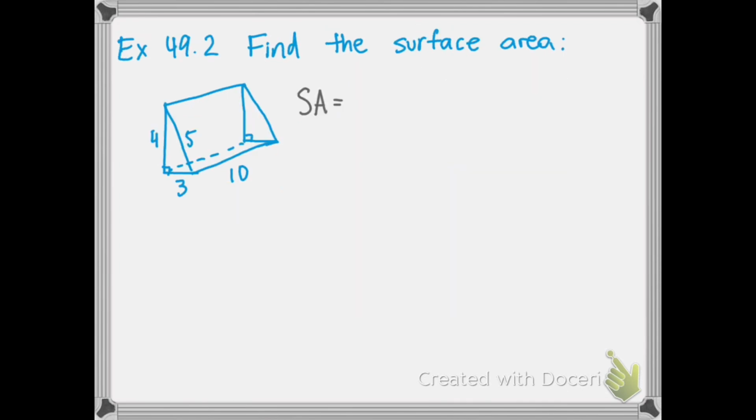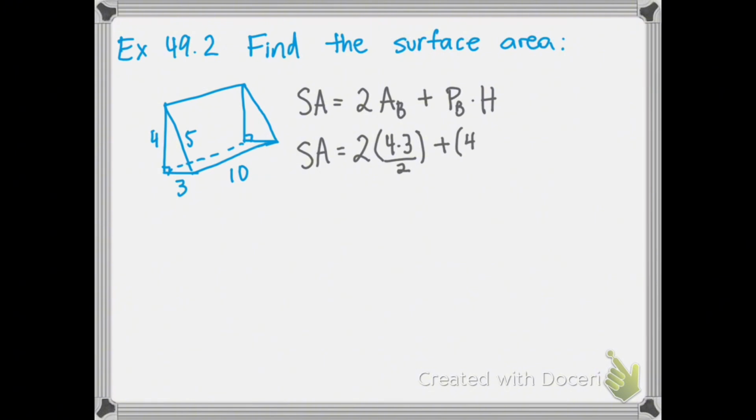In this one, we're going to use the general formula for any prism. So the formula says 2 times the area of the base plus the perimeter of the base times height. The area of the triangle is base times height divided by 2. So in this case, 4 times 3 divided by 2. Now the perimeter is adding all of the sides, so it's 4 plus 3 plus 5. Those are the sides of the triangle. And the height is 10, because 10 is the distance between the 2 bases.